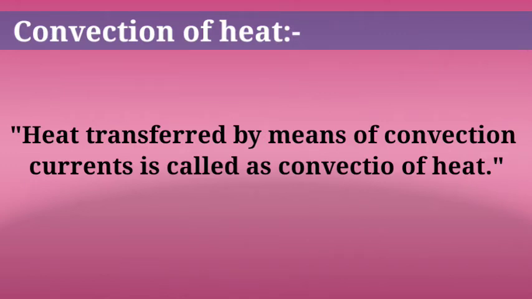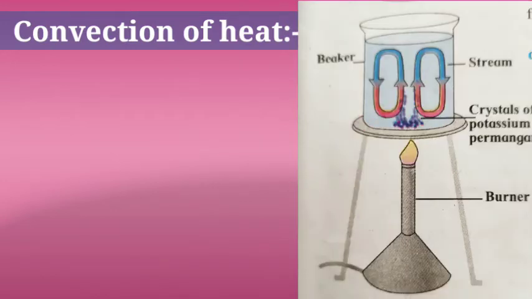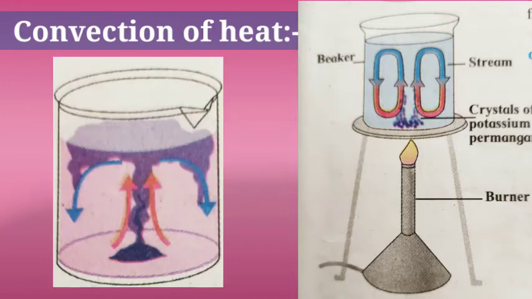Heat transferred by means of convection currents is called convection of heat. To prove this, try this activity with me. Take some water in a beaker, heat the beaker on a gas burner, drop a few crystals of potassium permanganate into the water and observe what you see. You will see streams of water going upwards and coming back to the bottom. These are called currents of water, and transfer of heat by this mode is called convection of heat.